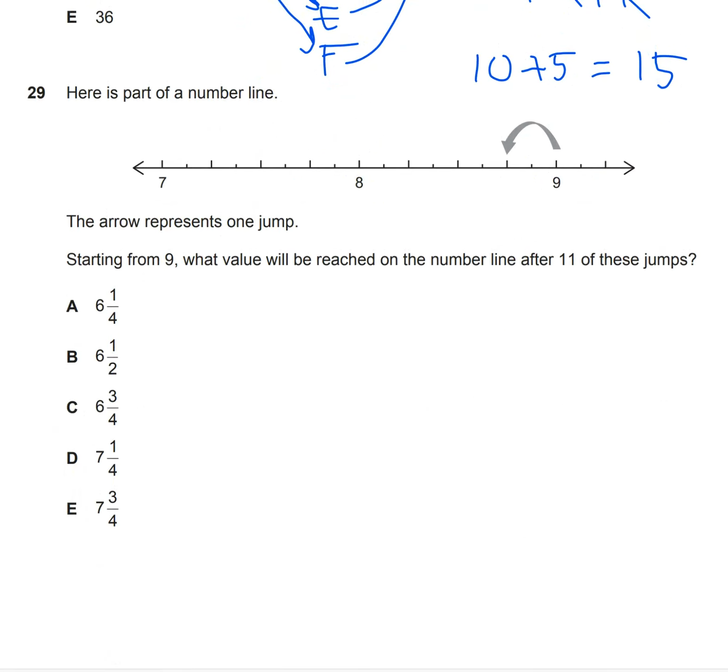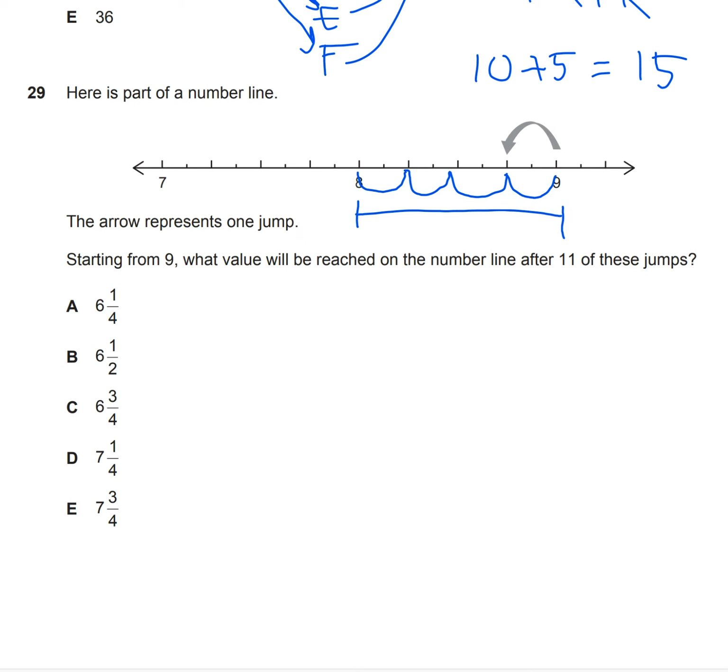29. Here is a part of a number line. The arrow represents 1 jump. Starting from 9, what value will be reached on the number line after 11 jumps? So in this number line, let's have a look at what the gap is between 8 and 9, and that way we can figure out what each of these jumps is worth. So if I jump 1, 2, 3, 4, then I'll make up the gap between 8 and 9.